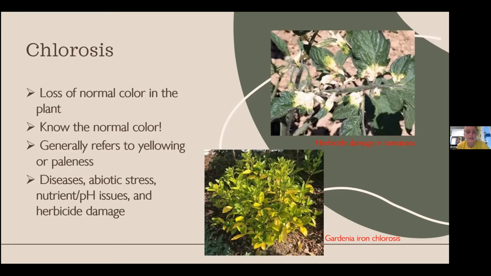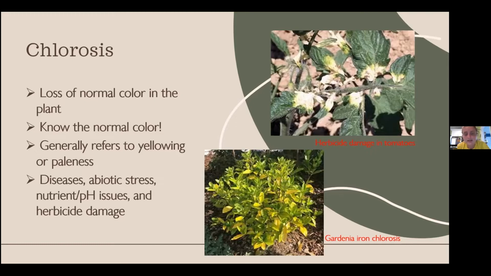So again, that's why it's really important to know what a healthy plant of whatever you're trying to grow looks like, so you know what the normal coloration is. And it generally refers to a yellowing or a paleness that occurs in the leaves. This can be caused by diseases, but it can also be caused by abiotic stress. So like that drought we had back in June, you could see some of this going on in certain plants. It's often caused in our area by nutrient imbalances in the soil or pH issues.